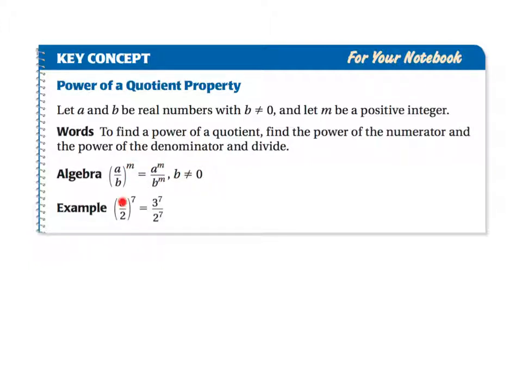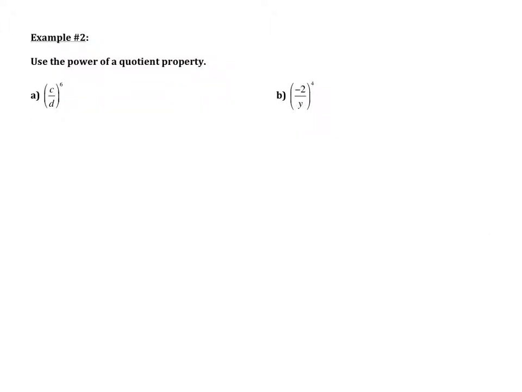So for example, 3 over 2 all raised to the 7th, I just take the 3 to the 7th power and the 2 to the 7th power to get 3 to the 7th over 2 to the 7th. So here is example number 2. Use the power of a quotient property. So part A says c divided by d raised to the 6th power. So all I'm going to do is take c to the 6th power divided by d to the 6th power. As long as I can't reduce anything else in here, I know I'm done.